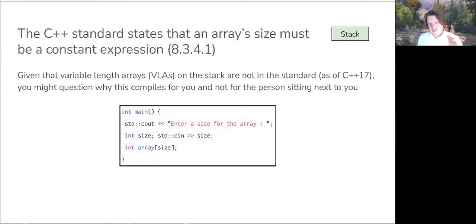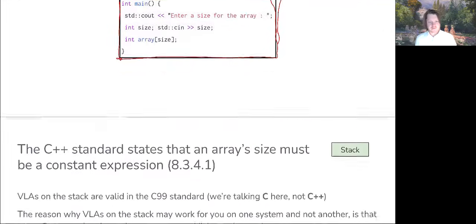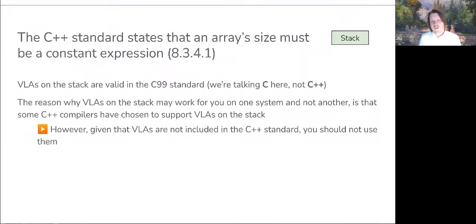So variable length arrays, just to be clear, are not in the C++ standard as of C++17. This example here, if you compile it and run it, might work for you, it might not, meaning you might be able to get a variable length array on the stack, though you might not be able to. So what's the reasoning for this?